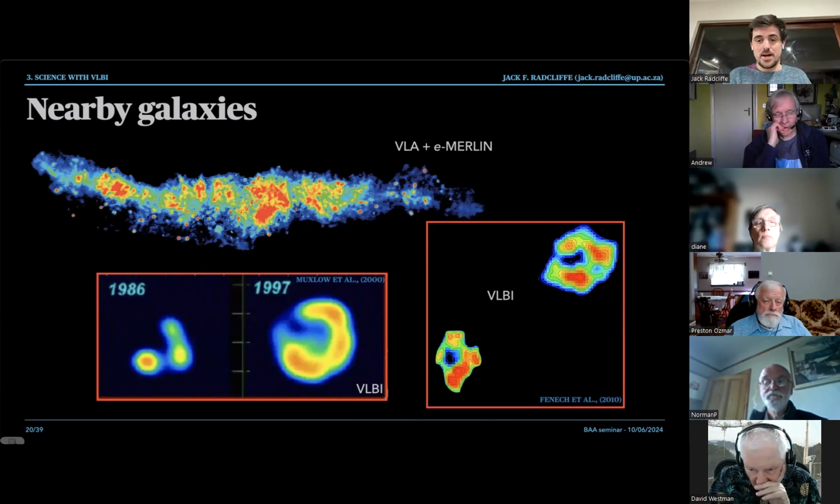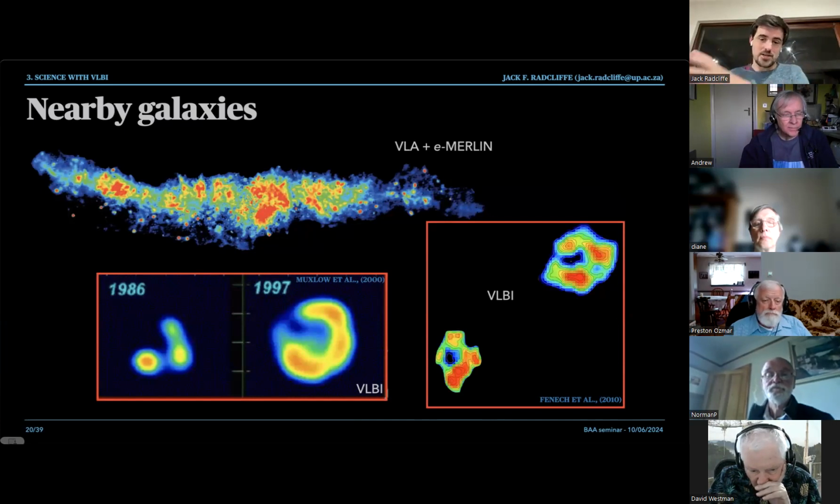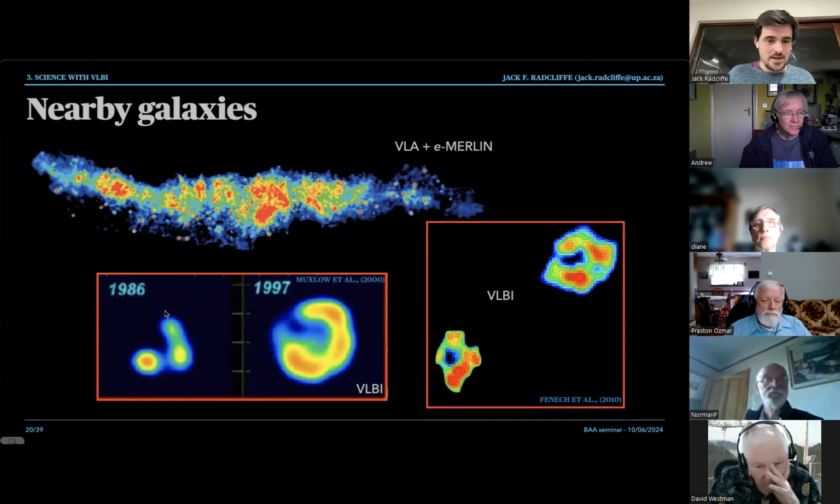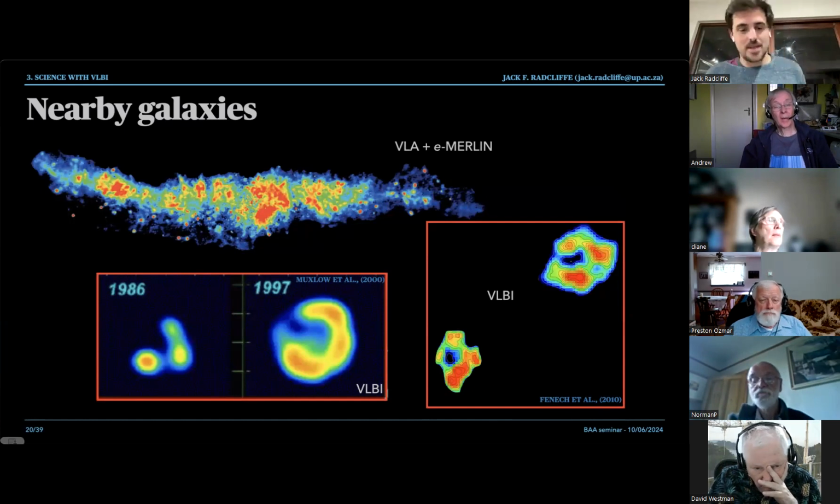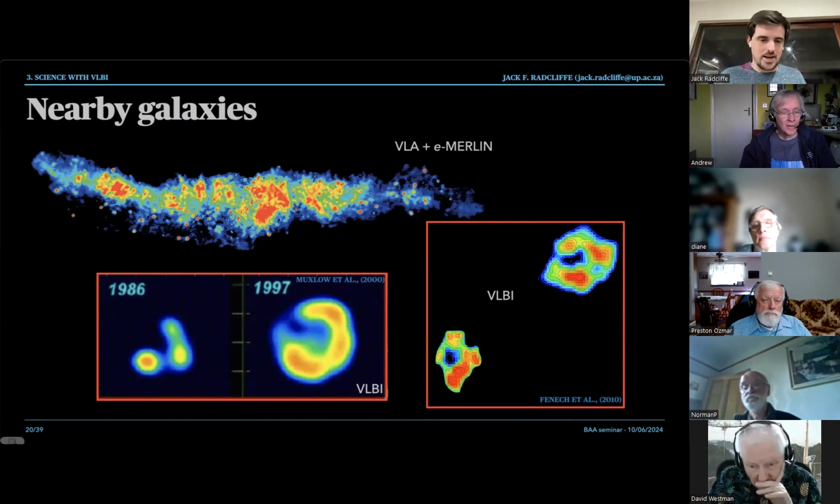And so using VLBI, you can start actually probing and following the expansion of these supernova shells over time. This is an example from Muxlow et al. 1986 with the same source, 1997, and Fenech et al. The same 2 sources, showing the evolution across decades of these objects expanding over time. And by measuring the expansion, you can start saying things about, okay, where did the supernova get all its energy from?